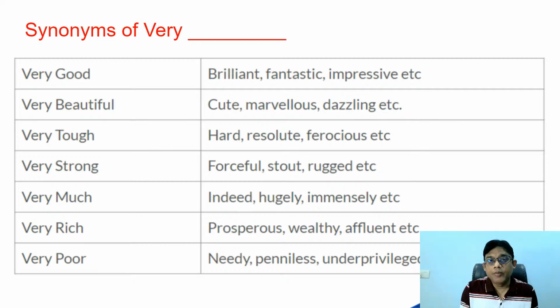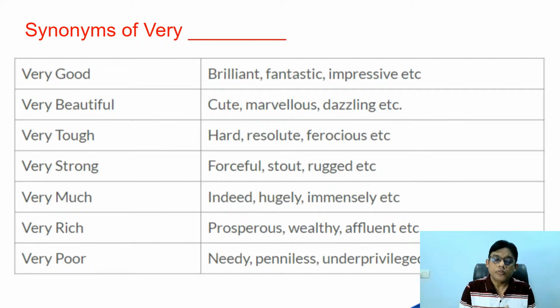For example, if I just type in synonyms of very good, I'll get these words: brilliant, fantastic, impressive. If I type in synonyms of very beautiful in Google, I'll get words like cute, marvelous, dazzling. Synonyms of very tough: hard, resolute, ferocious. Now see the word that is almost nearest to that meaning. Which word out of these do you find nearer to that meaning? The word that you find much closer to the actual meaning, start using that word from now on instead of using "very" and that word.